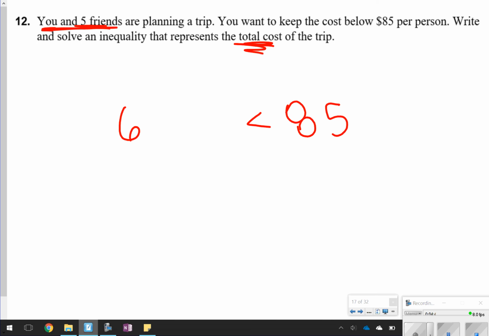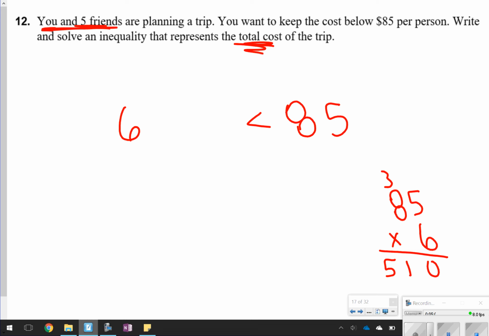And then what we need to make sure we understand is that if each person is going and we're going to spend $85 a person, I'm going to have to multiply to figure out the total cost. See, that's 510. So the total cost is 510.